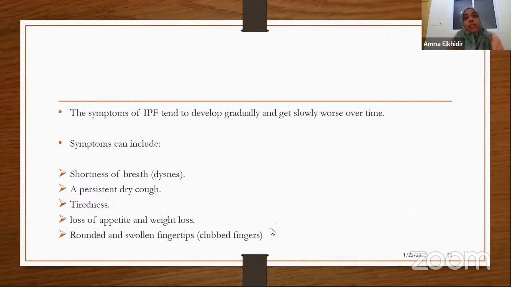The symptoms tend to develop gradually and get slowly worse over time. The symptoms include dyspnea, dry cough, tiredness, loss of appetite and weight loss, and the characteristic finding called clubbing. There is a roundness and swelling in the fingertips.